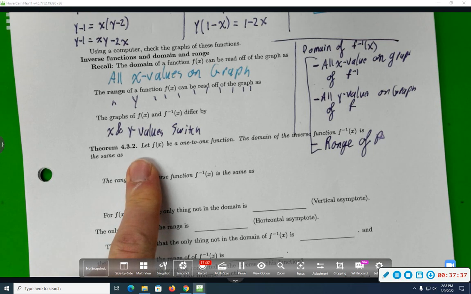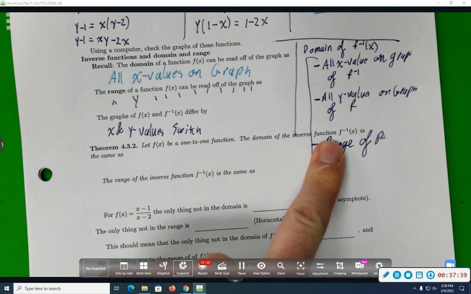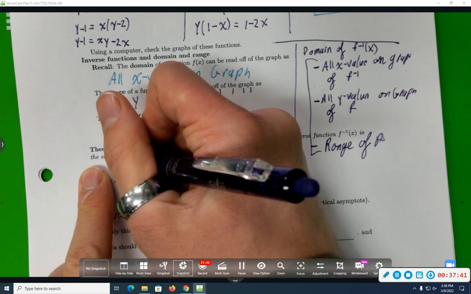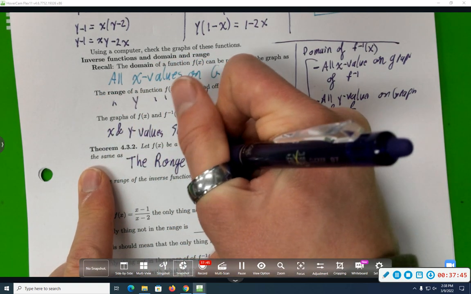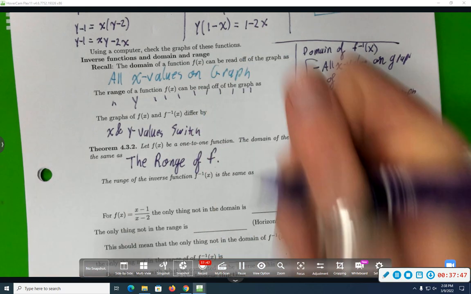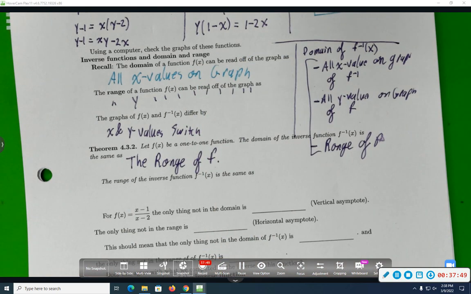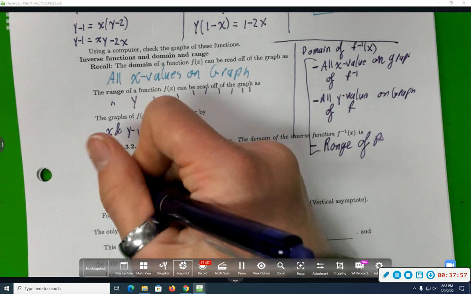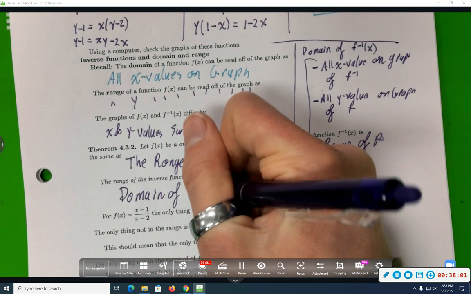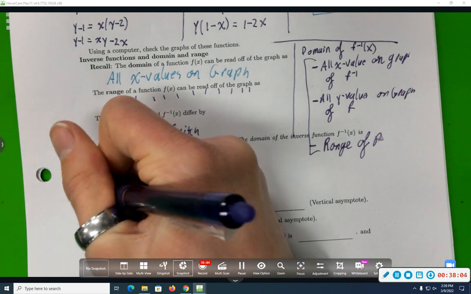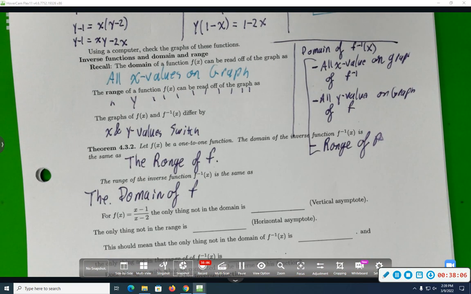Let f be a one-to-one function. The domain of the inverse function, f inverse of x, is the same as the range of f. So what do you expect the range of the inverse function is probably the same as? Same as the domain of f. Nice.